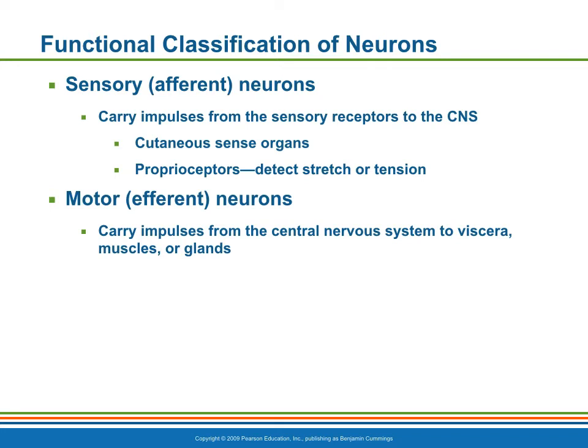Neurons can be classified either according to how they function or according to their structure. Functional classification groups neurons according to the direction the nerve impulse is traveling relative to the CNS. On this basis, there are sensory, motor, and association neurons.